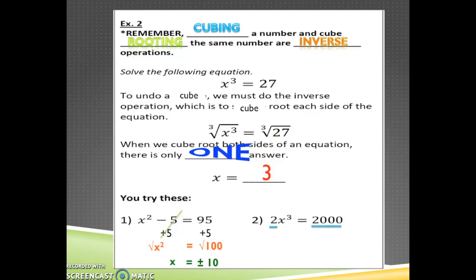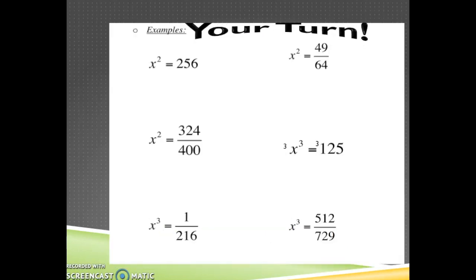Example number 2. 2x cubed is equal to 2000. This is a simple one-step equation. So we're going to divide both sides by 2, bring down x cubed, which is equal to 1000. We're going to cube root both sides. X is equal to 10. It's your turn. Pause the video and give it a try.